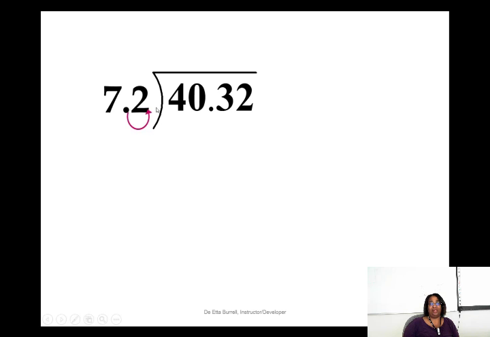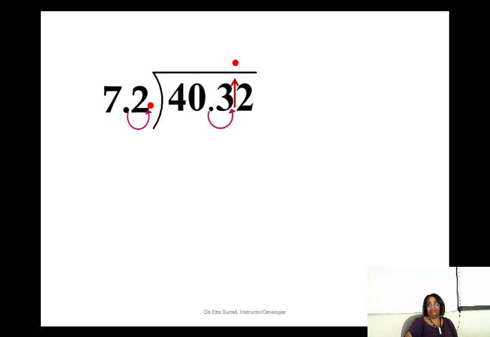So this needs to move 1 to the right. Now what I do to the outside, I have to do to the inside number. Otherwise, I've changed the problem completely. So if I move my decimal to the right 1 for my divisor, I need to move my dividend also to the right 1. And I can bring it straight up because that's going to be where it goes in the quotient. So what you do to the outside, you have to do to the inside. Now the problem is going to change to 72 divided into 403 2/10, for those of you that want to rewrite it.